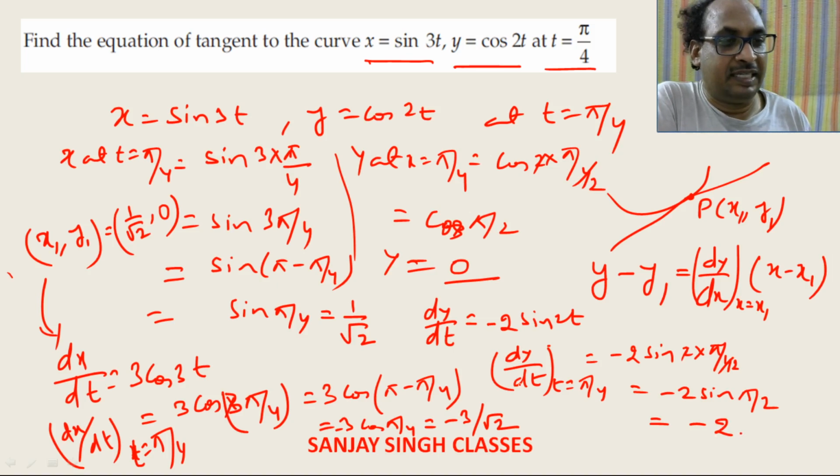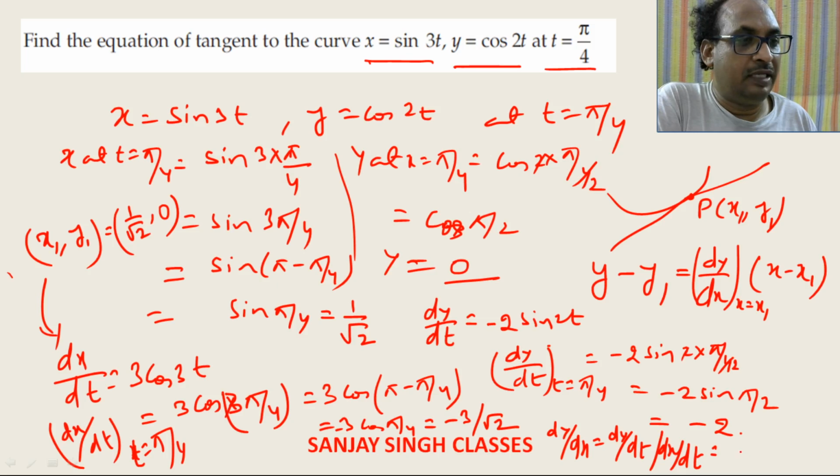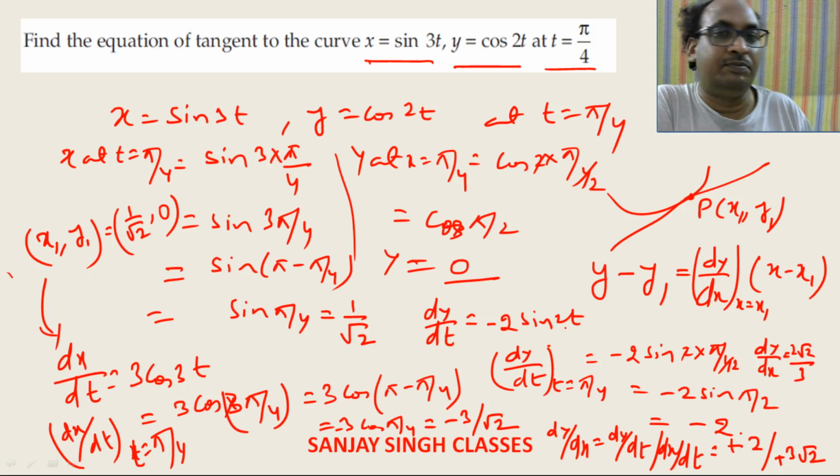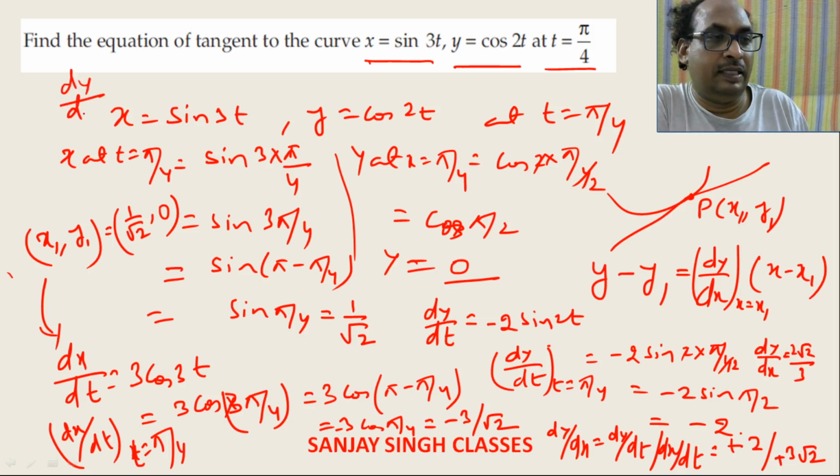Now dy by dx. So dy by dx is equal to dy by dt divided by dx by dt, which gives you minus 2 divided by minus 3 by root 2. Further, minus minus will get cancelled, so dy by dx is equal to 2 root 2 by 3.